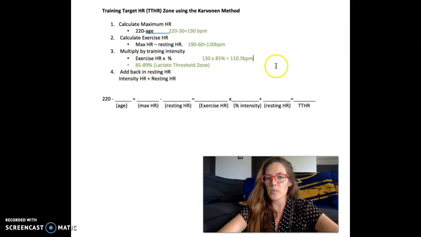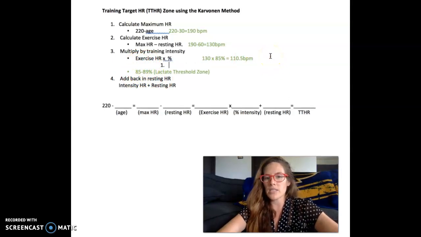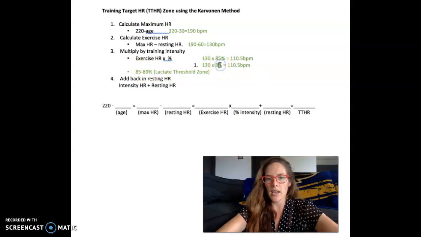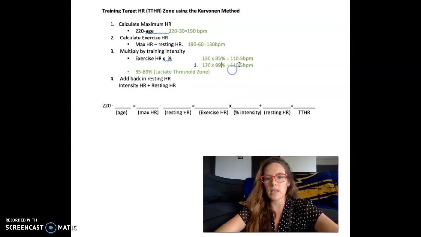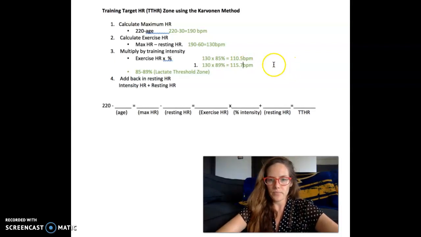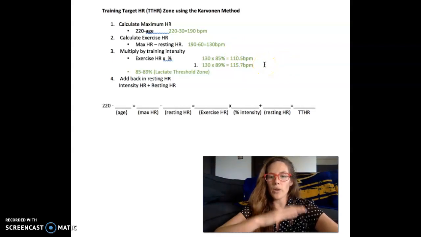That's that 85%. Now, we're going to do almost the exact same thing, but all we're going to do is change from 85% to the higher end of the zone, 89%. So we're doing the exact same calculations. 130 times the 89% gives us 115.7. Okay, so this is kind of an easy way to get the lower end and the higher end.